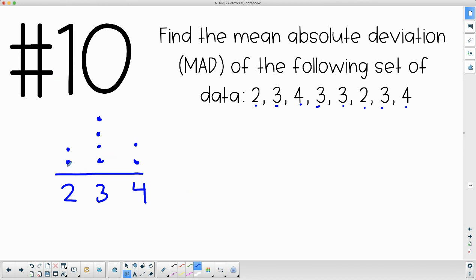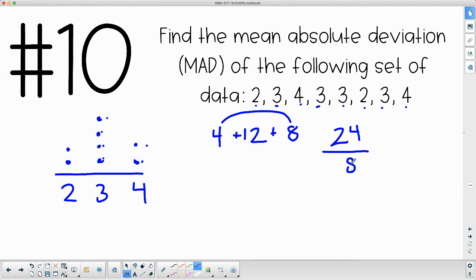Okay, so I'm going to find the average of these. So here's 2 and 4. Here is 3, 6, 9, 12. And here is 4, 8. Okay, I can see that 4 plus 8 makes 12, and 12 plus 12 is 24. And then I need to divide by how many data points I had, which is 1, 2, 3, 4, 5, 6, 7, 8 points. So 24 divided by 8 is 3. So the average of our data is 3.